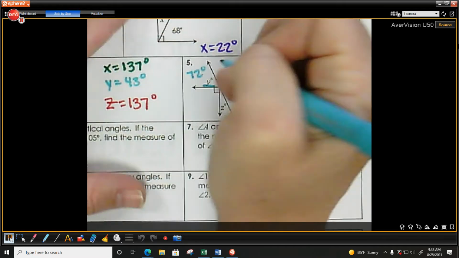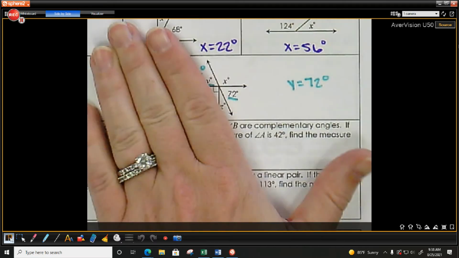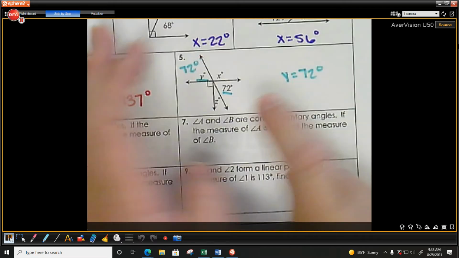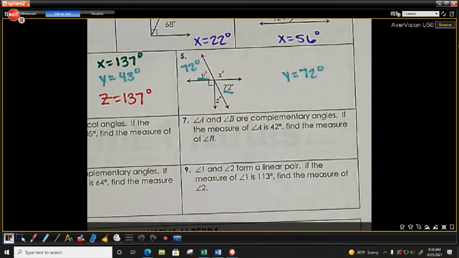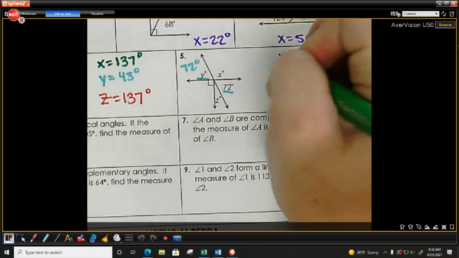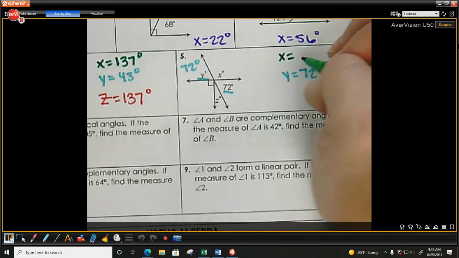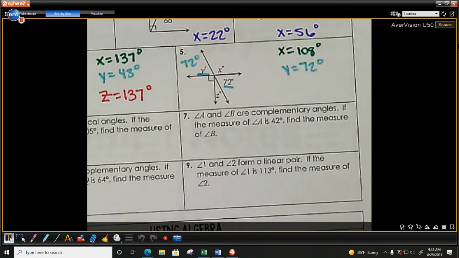Guys, is there more than one order you could figure these out in? Yeah. What I actually would have done first is found x, because that's a straight line. But it's not wrong to find y first, because those are vertical angles. How can we find x now? That's a straight line, so 180 minus 72 is 108 degrees.